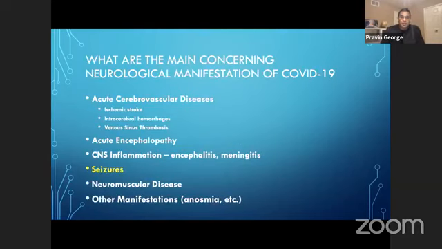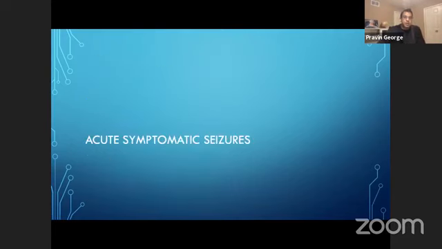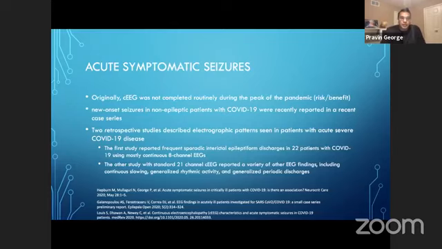What are the other things that we're looking at? We're going into seizures a little bit as well. Originally, like I was saying earlier, continuous EEG was not completed routinely, especially during the peak of the pandemic. New onset seizures in non-epileptic patients were recently reported. We actually saw 2 patients, one with COPD and one with asthma, who presented with seizures.